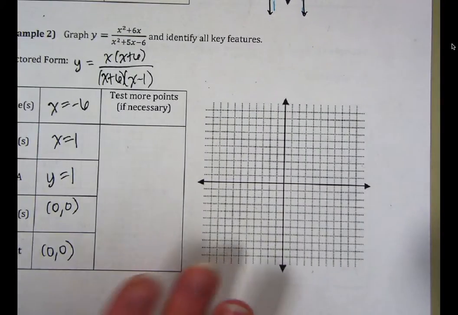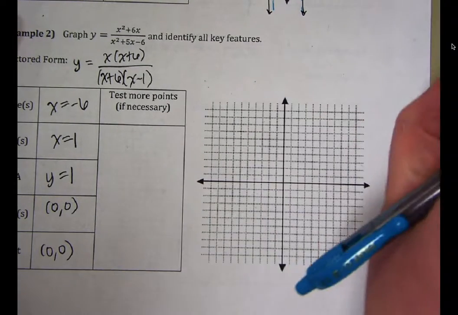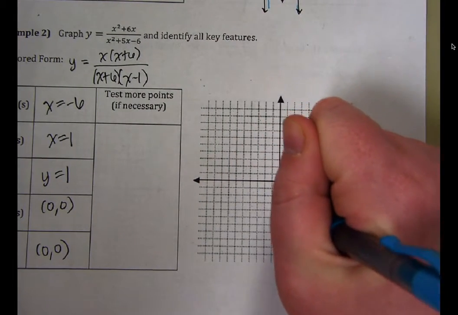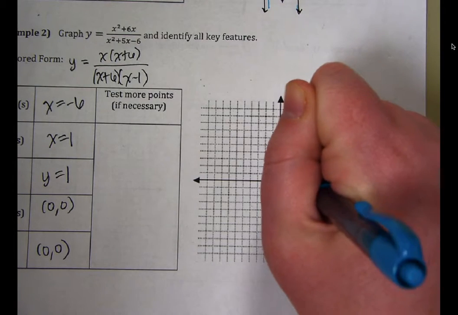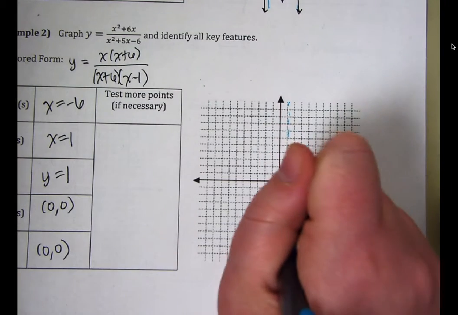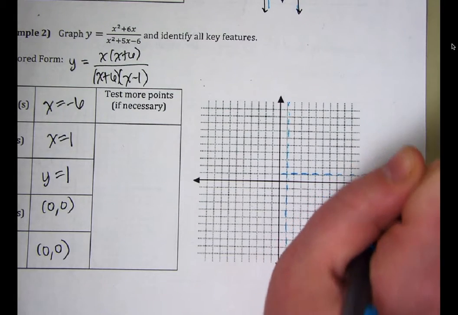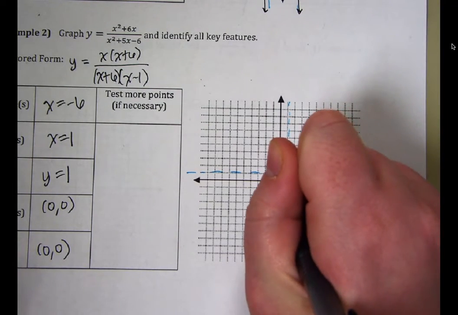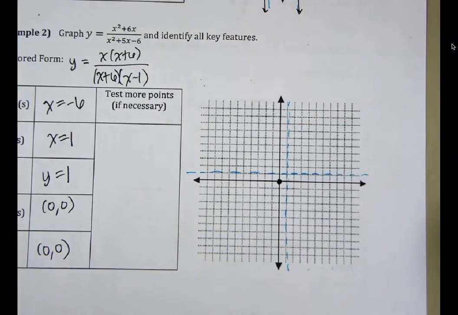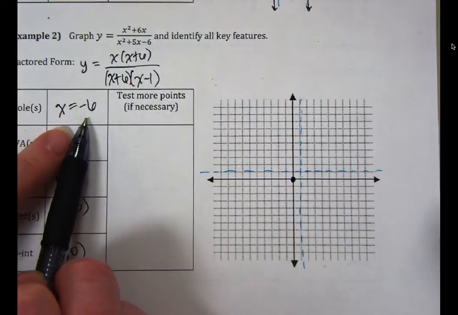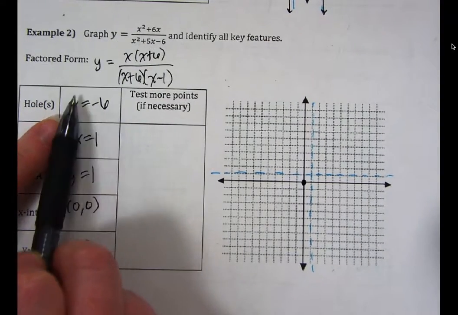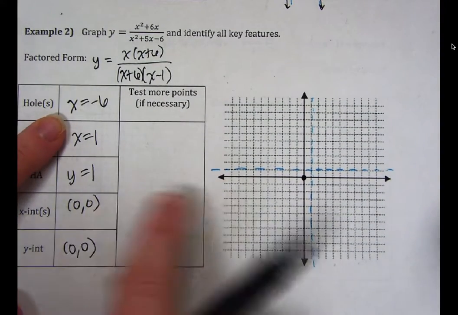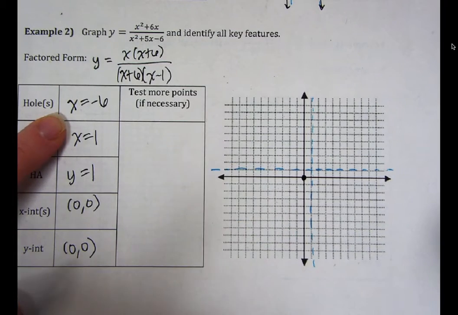So let's plot what we know. We know there's a vertical asymptote at 1. We know there's a horizontal asymptote at 1. And we know an x-intercept and a y-intercept of the origin. And then we also have this hole of x equals negative 6. And to be honest, that's kind of the last key feature I plot because it's based on the shape of the graph where that would be located.